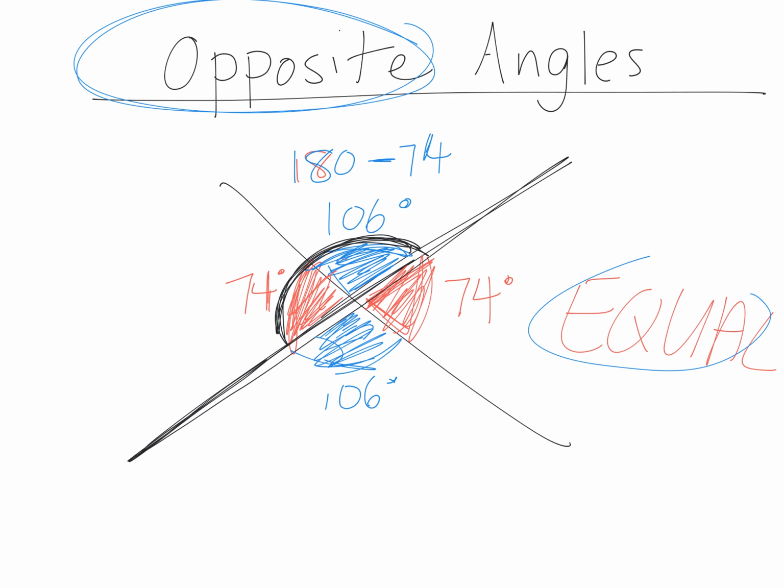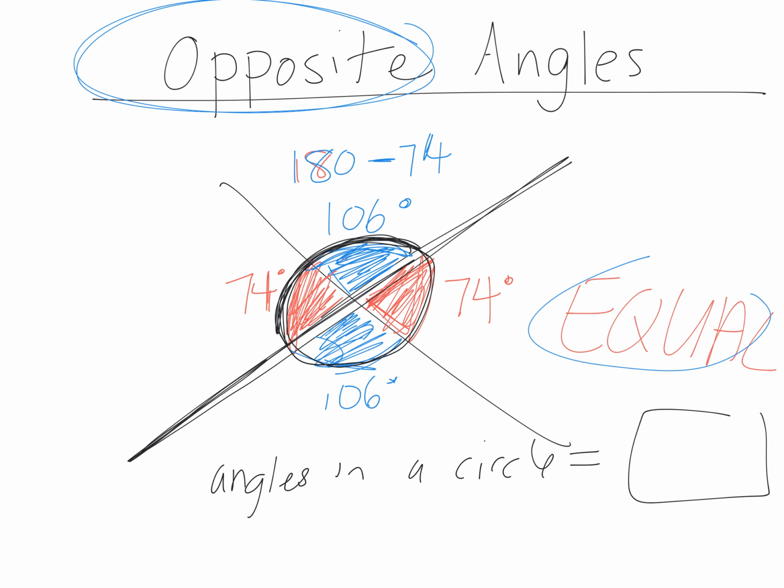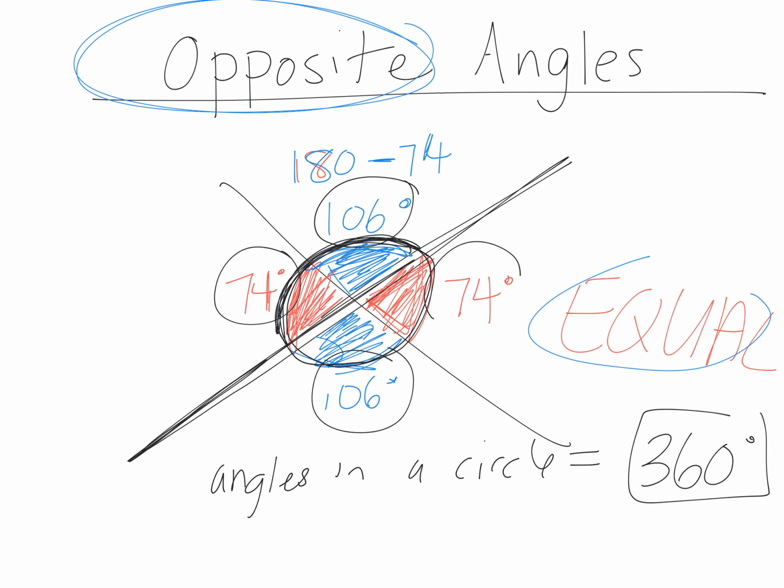What shape does this form? A circle. I want you to tell me, what do all angles in a circle equal? I want you to add them up. What do you get? 74 plus 106 plus 74 plus 106, 360 degrees.